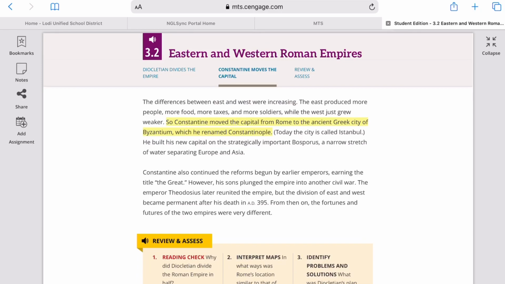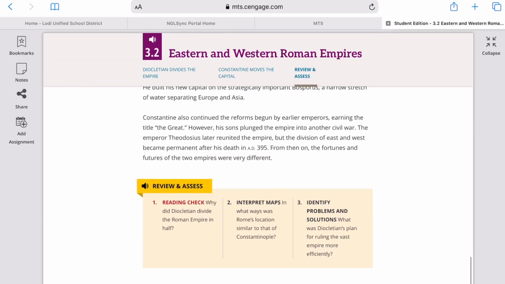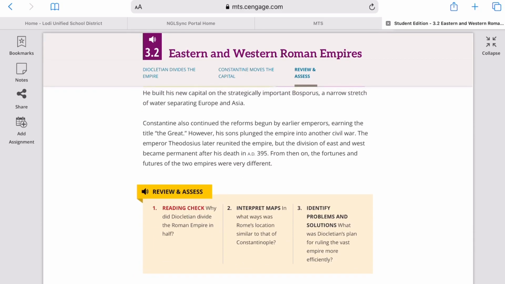So was this a good thing? Well, only time will tell. History judged them, and the result was that the eastern side of the Roman Empire, eventually called the Byzantine Empire, lasted for almost another 1,000 years. And this will be covered in chapter 2.